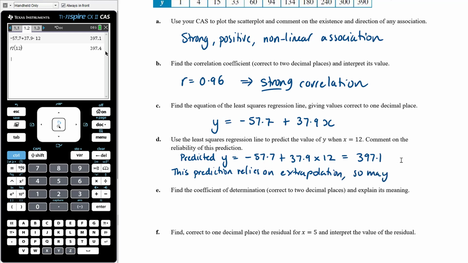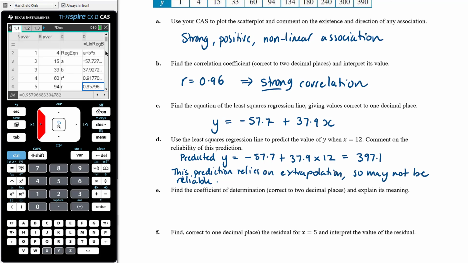So that may not be reliable. Find the coefficient of determination correct to 2 decimal places and explain its meaning. Okay, so we've already got that when we did our regression. Going back to our data tab, our spreadsheet tab, we can see that r squared is, correct to 2 decimal places, 0.92.